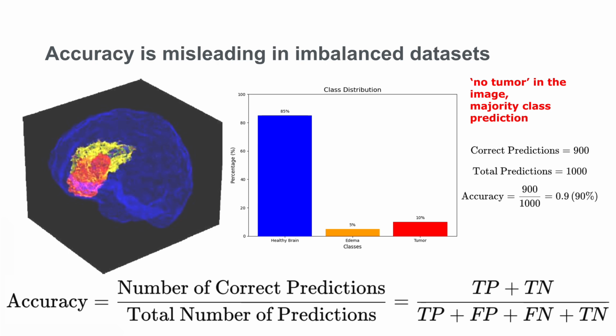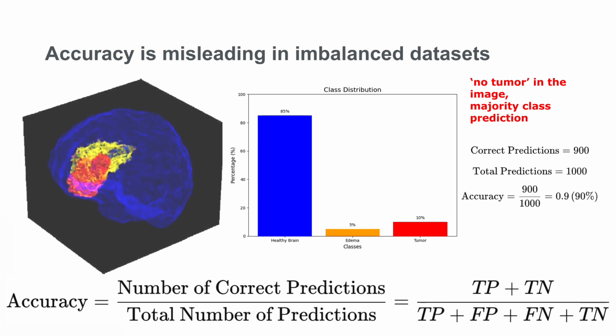We want to detect the tumor, and if we're doing something like radiosurgical planning, we want to get as much of the tumor as possible while sparing the healthy tissue. If we say that there is no tumor in this particular image, we basically created a useless classifier, but the accuracy is going to appear to be very, very high.